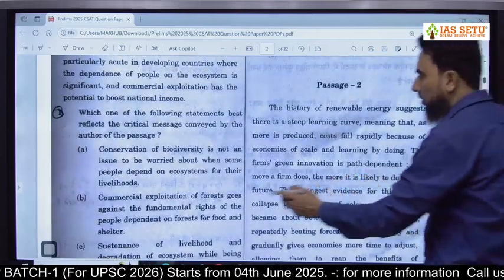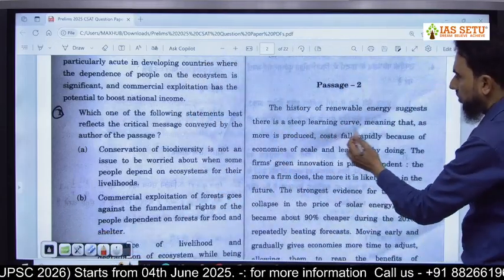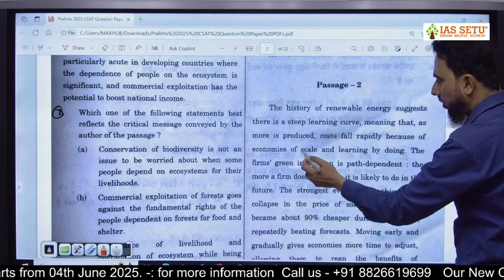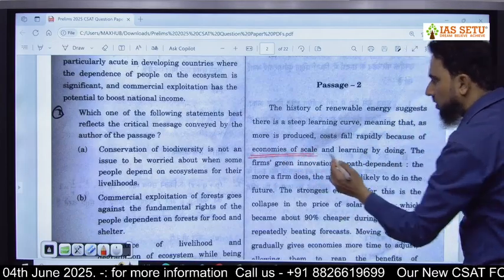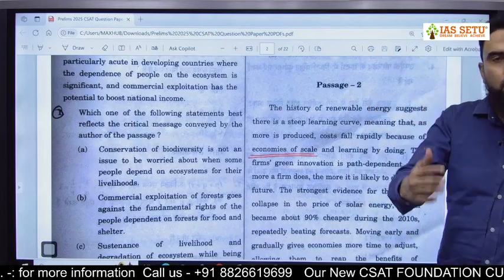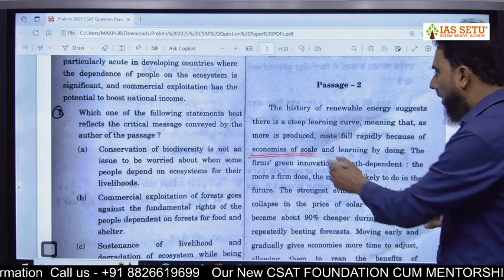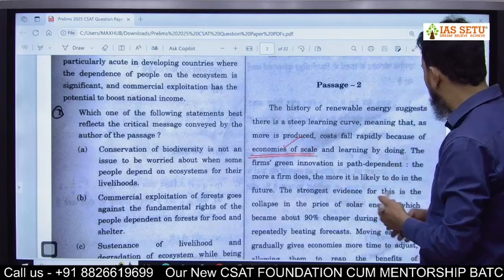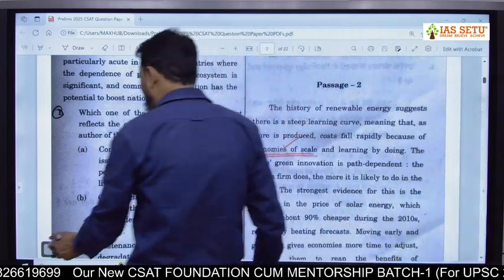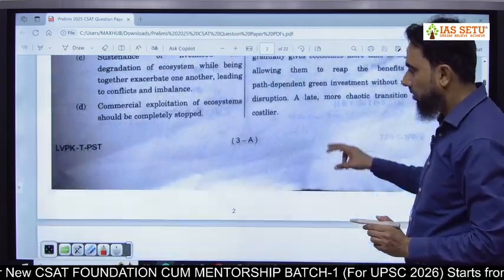So here the author has said, history of renewable energy suggests there is a steep learning curve, meaning that as more is produced, costs fall rapidly because of economies of scale. As you know, more production means that the cost will go down. So economies of scale and learning by doing are helpful as more is produced. Economies of scale means larger scale, but it's not saying that it is the essential aspect.